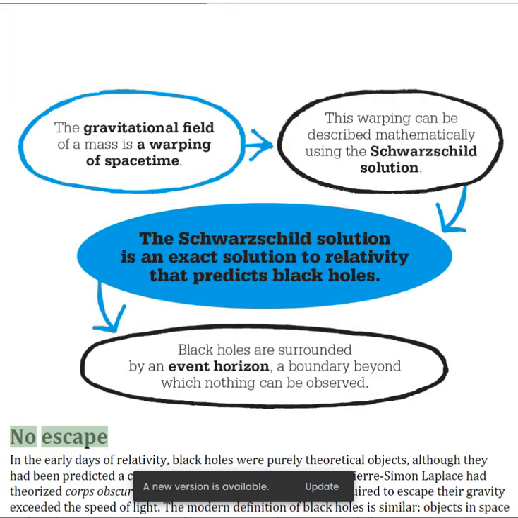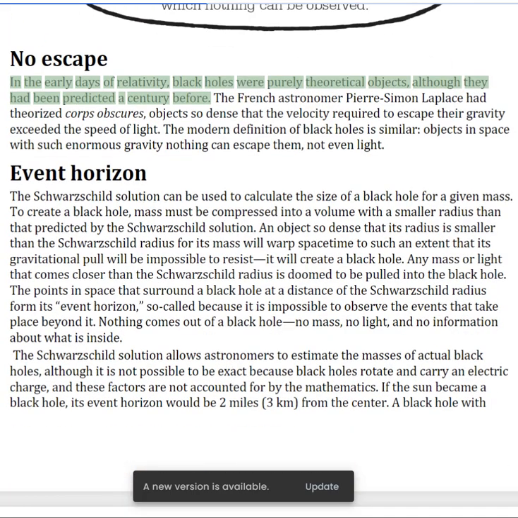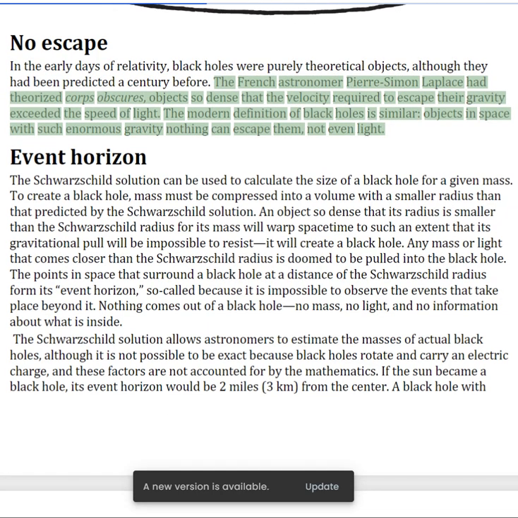No escape. In the early days of relativity, black holes were purely theoretical objects, although they had been predicted a century before. The French astronomer Pierre-Simon Laplace had theorized corps obscurs, objects so dense that the velocity required to escape their gravity exceeded the speed of light. The modern definition of black holes is similar: objects in space with such enormous gravity nothing can escape them, not even light.